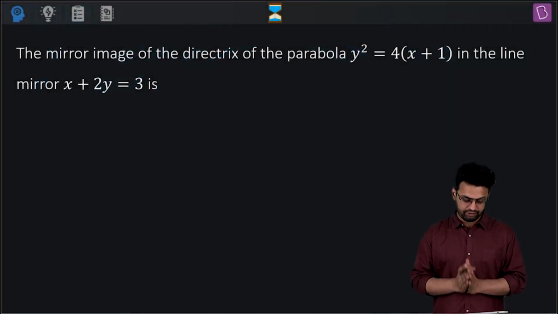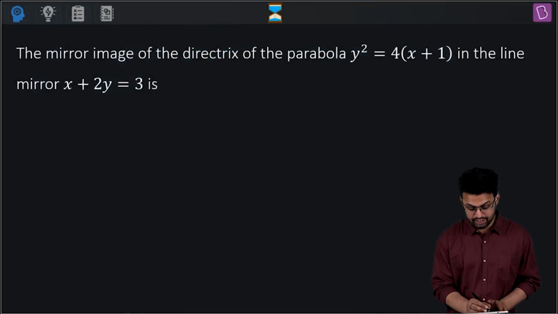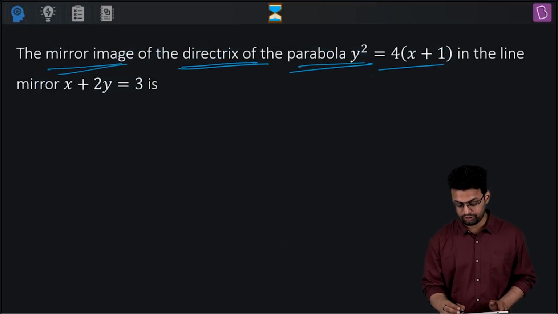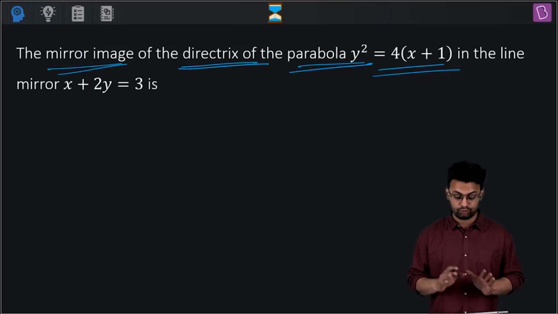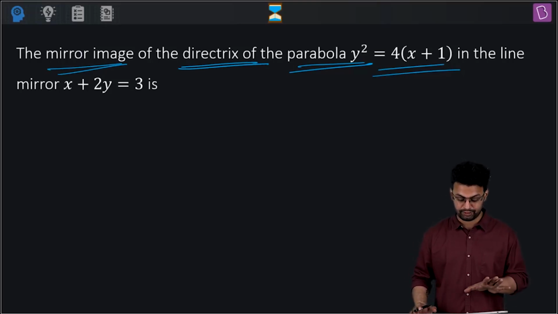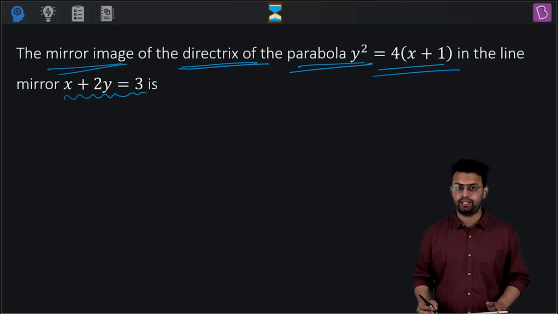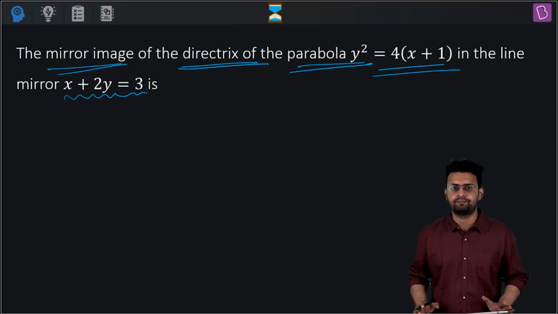So in this question, we have to find the mirror image of the directrix of the parabola. The equation of the parabola is given to us as y squared is equal to 4 times (x plus 1), in the line mirror x plus 2y is equal to 3. So we are given the equation of a parabola.